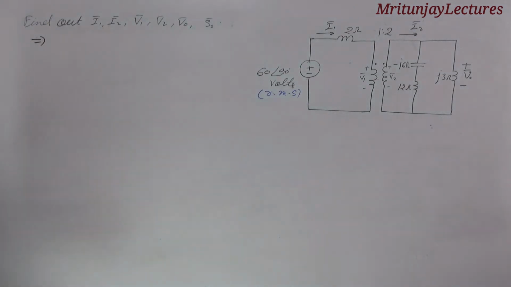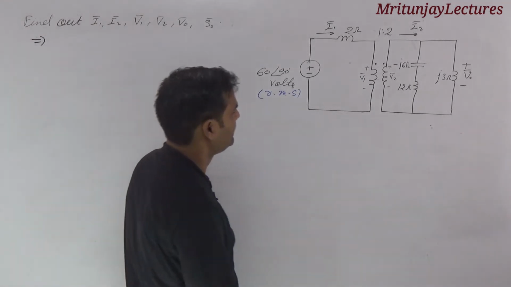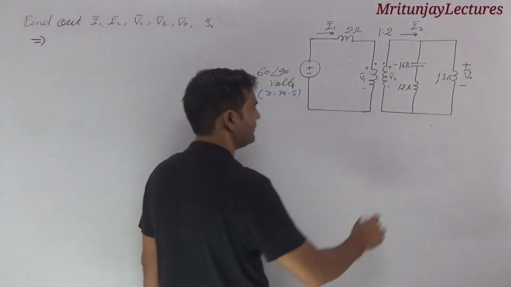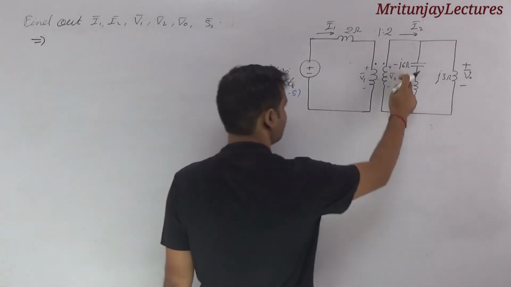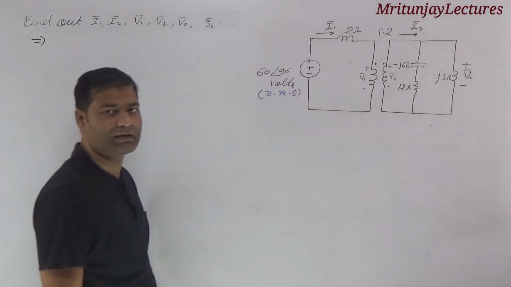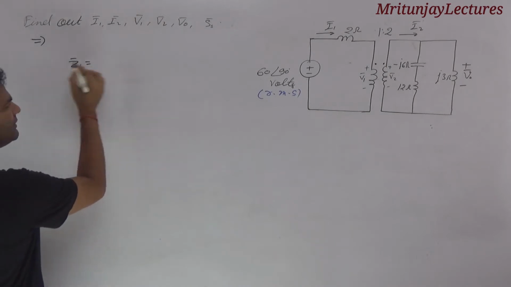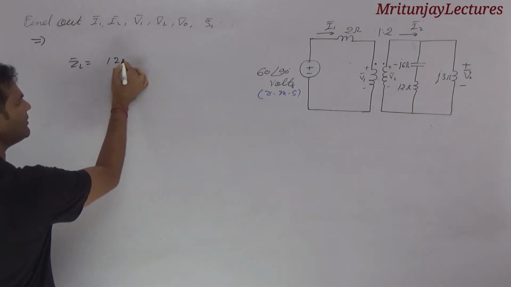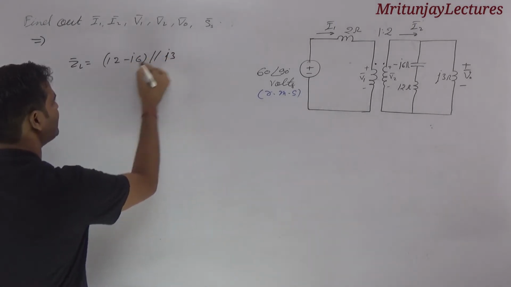Our motto: determine I1, I2, V1, V2 and V0 and the supply power. Okay, now first of all solve this. This one and this one are in series, and this combination with this combination is in parallel. So what about ZL? ZL is 12 minus j6 parallel to j3 ohm.